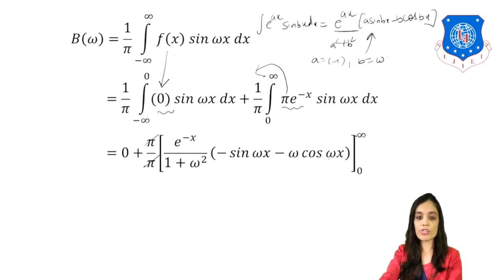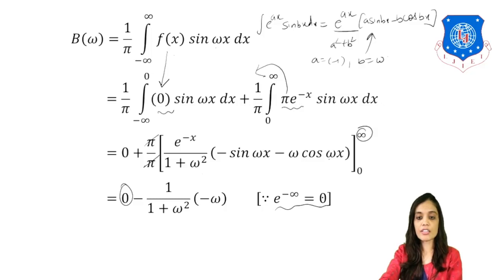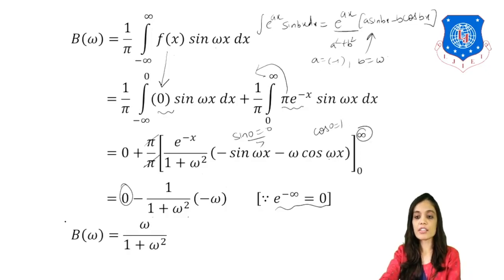Now let us put the limit. If you put infinity, you will get the answer as 0, because e raised to minus infinity is 0. If you put 0, e raised to 0 will be 1. So 1 upon 1 plus omega square, sine omega times 0. So the value of sine 0 is 0, so that is gone. If you put 0 here, cos 0 will have answer 1. So only minus omega will remain. So if you simplify, the final answer of b omega will be omega upon 1 plus omega square.